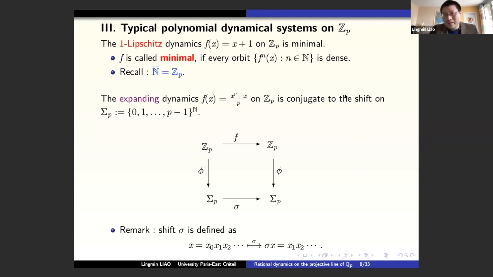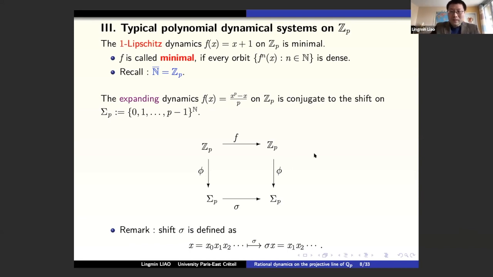In your mind, you can see there are two different dynamics. One is minimal, another one is the symbolic shift. The symbolic shift is in fact a positive entropy system, and the minimal one is a zero entropy system. This one we usually call chaotic dynamics. So chaotic is usually positive entropy and expanding, and one Lipschitz is minimal and zero entropy.